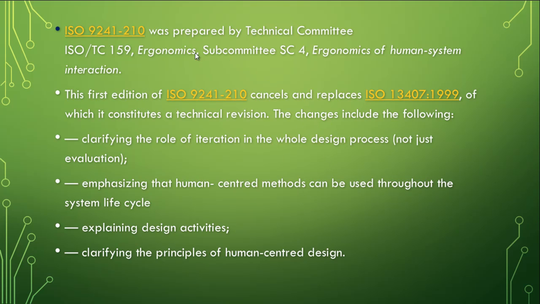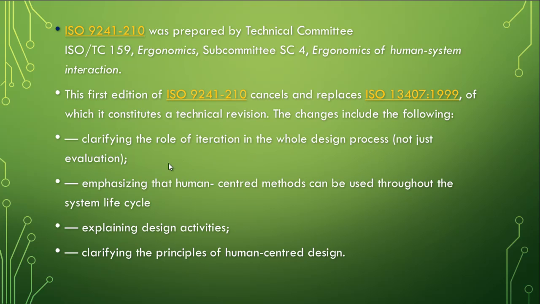Now we just have some further information here in terms of the actual ISO. It's Ergonomic Subcommittee CS4, ergonomics for human-system interaction. The first edition of this one cancels and replaces the previous one, ISO 13407 from 1999. Some of the changes include the following: clarifying the role of iteration in the whole design process.